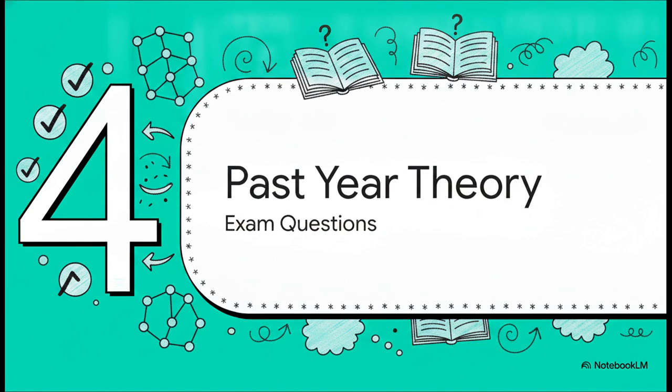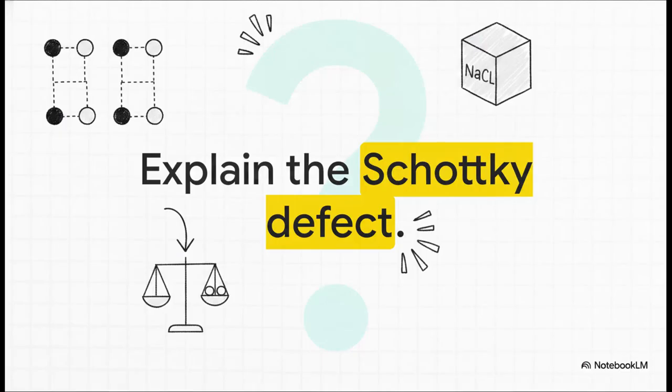Past year theory questions. All right, let's look at question number 9. It simply asks, explain Schottky defect. Super straightforward, right? But it's heavily tested. The source notes this came up in the September 2020 and March 23 PY papers. For this one, you just need to hit the key points we covered: missing equal cations and anions, lower density, and use NaCl as your primary example.